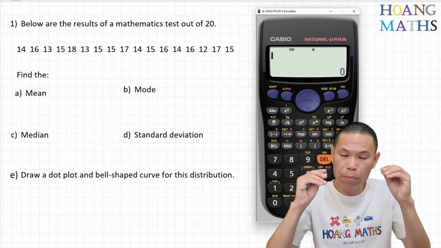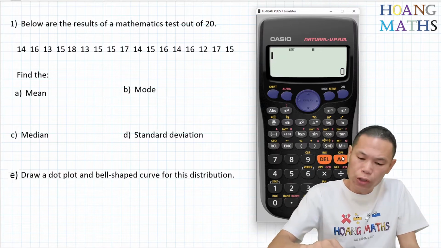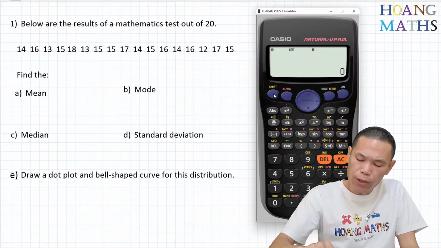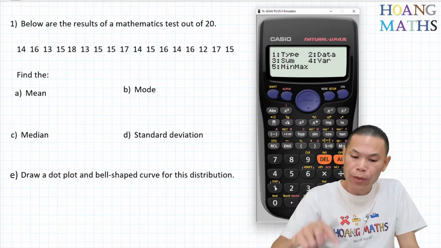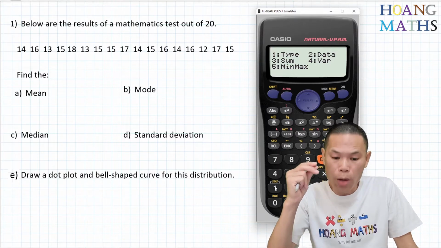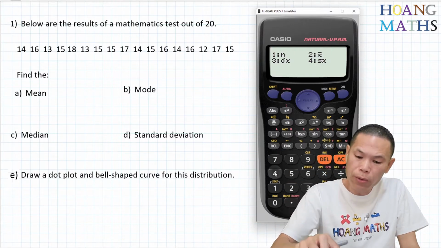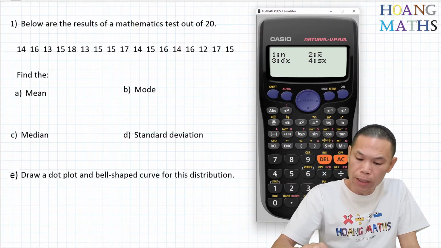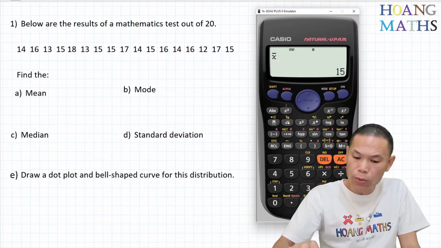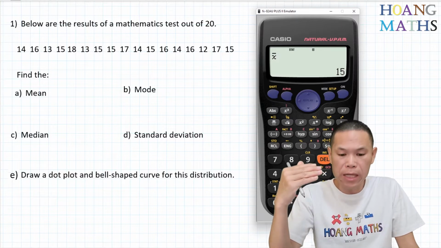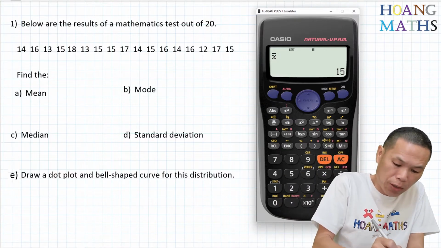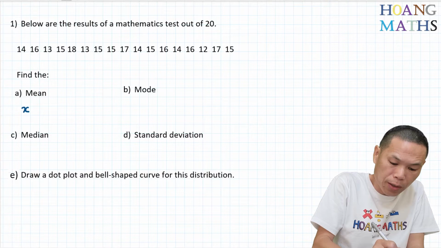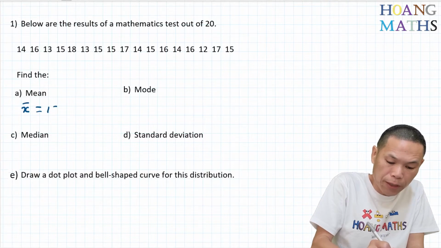So now to get the mean, that is the average. We go shift, press option 1, that is the stat, and then we go to option number 4 under variable, and the symbol X bar is the mean. So press 2 equal. So the average or the mean is equal to 15. Let me just write this down. Mean is equal to 15.